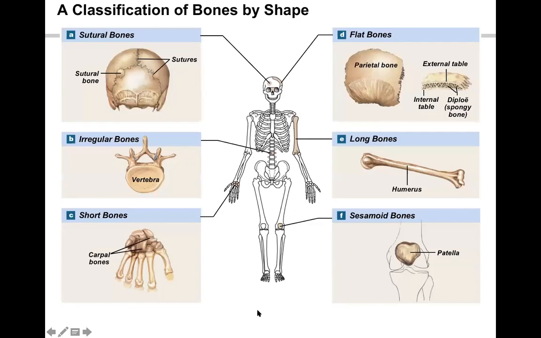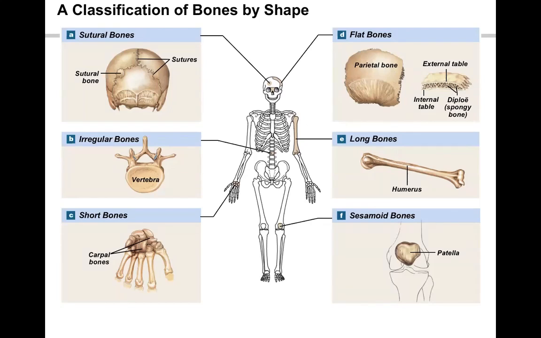So let's understand the classification of bones by shape. As you can see in the PowerPoint, there are different kinds of bones, and depending upon the shape they are classified as sutural bone, irregular bone, short bone, flat bone, long bone, and sesamoid bone. So what are sutural bones?